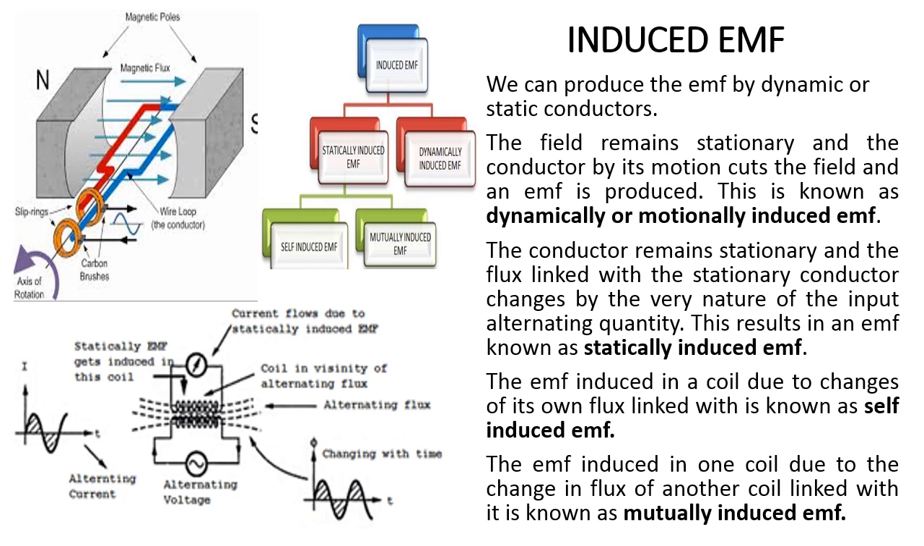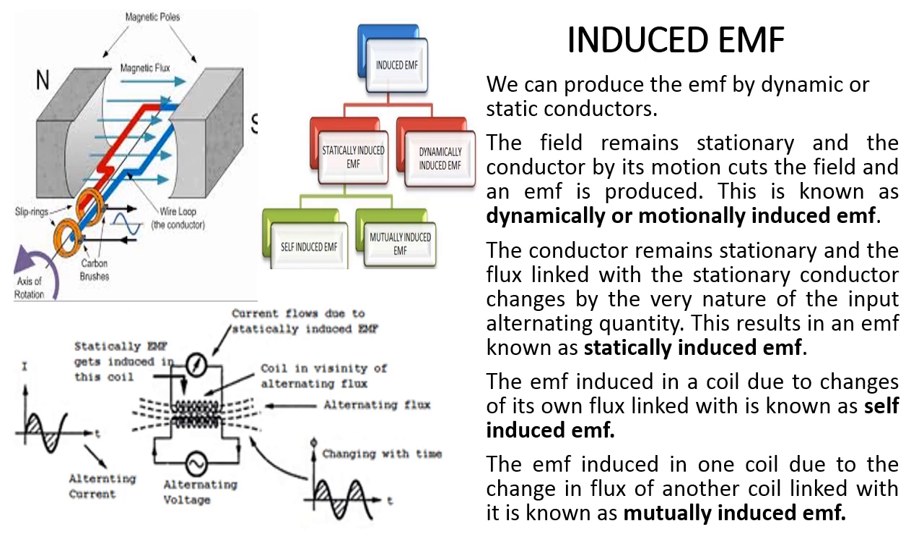As you know already, the transformer works on alternating current. Alternating current means the current keeps on changing. Whenever current is changing, the field is also changing. It is a time varying flux. So whenever time varying flux links with a stationary conductor, an EMF is induced in the conductor, and that EMF is known as statically induced EMF.